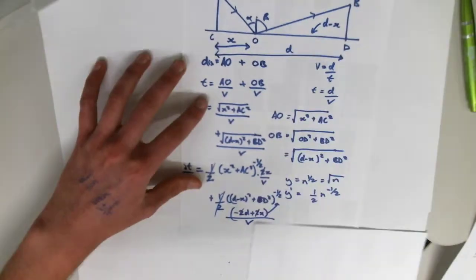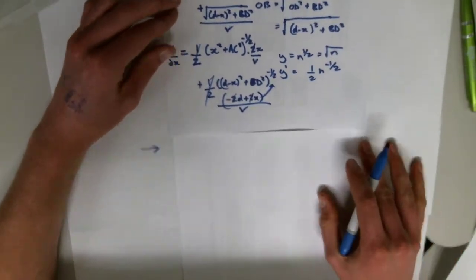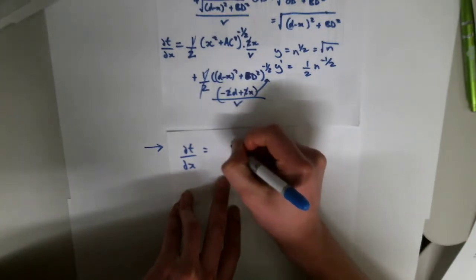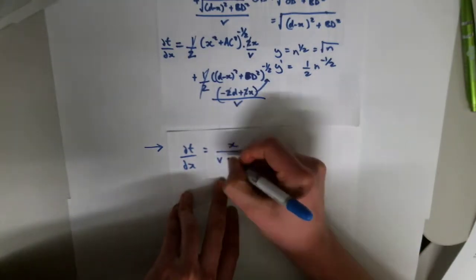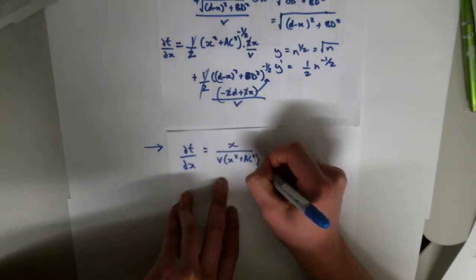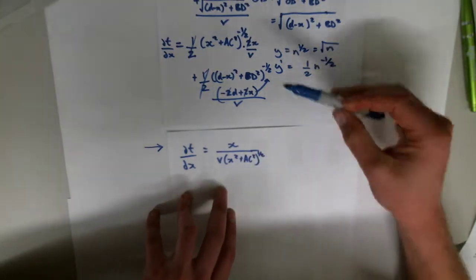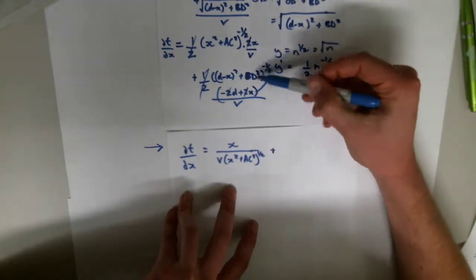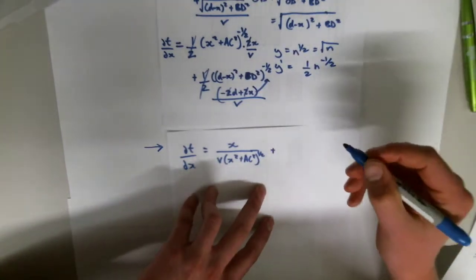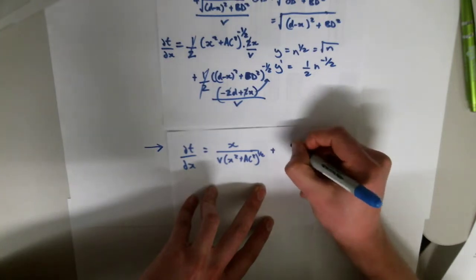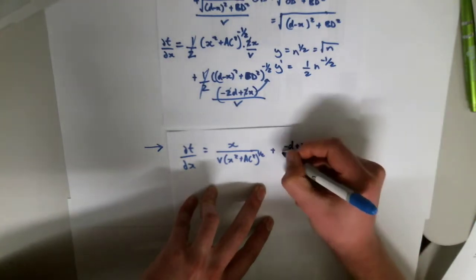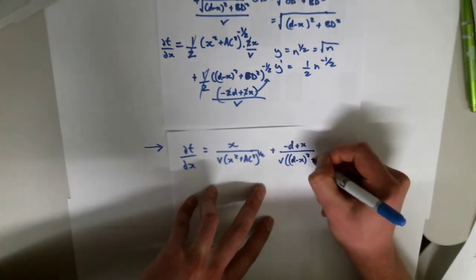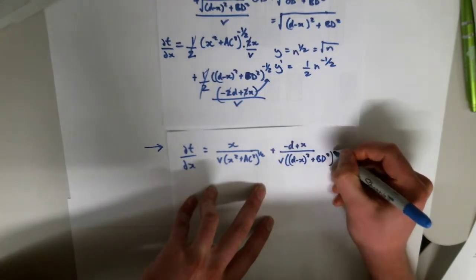to write this explicitly, dt by dx is then x over v times x squared plus ac squared to the power of a half, square root. So that's exactly the same as this. I've just taken it down to the bottom because it's a negative power, so it belongs down the bottom, plus this term here. And if I clear it all up, work through the algebra yourself, it's going to become minus d plus x over v times d minus x squared plus bd squared to the power of a half.